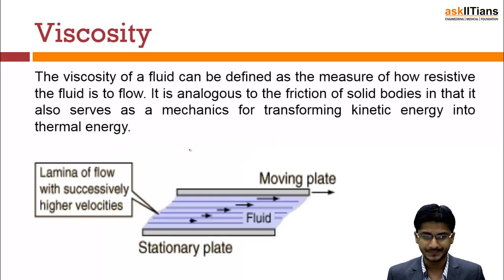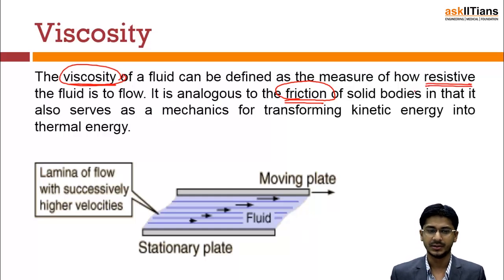What is viscosity? The viscosity of a fluid can be defined as the measure of how resistive the fluid is to flow. It is analogous to the friction of solid bodies. Friction occurs when two solid bodies have their surfaces in contact. What happens when a solid surface is in contact with a liquid, or a liquid surface is in contact with a liquid? Again, there is a similar frictional character that is called the viscosity of the fluid.